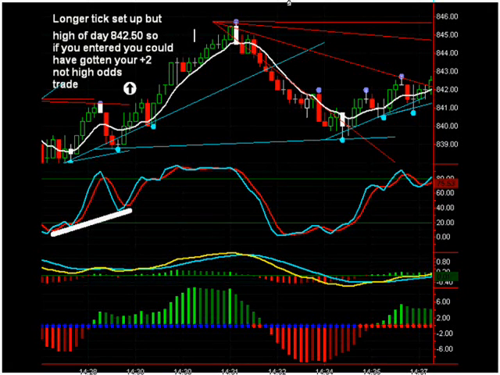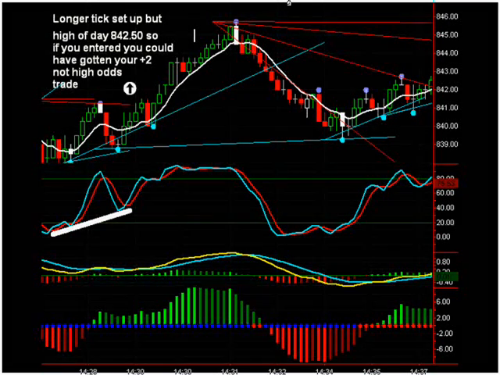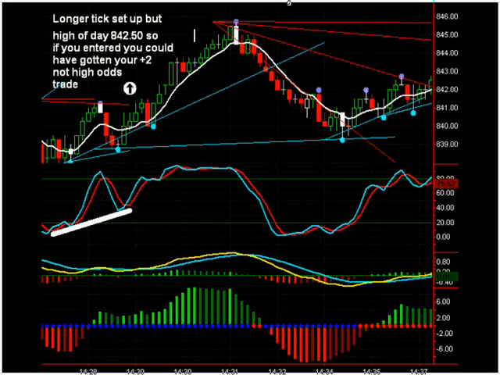I think on the smaller minutes chart, this looks like actually it was a topping tail. So the price came right back down to the high of the day. So again, not a high odds trade, but it could have worked.